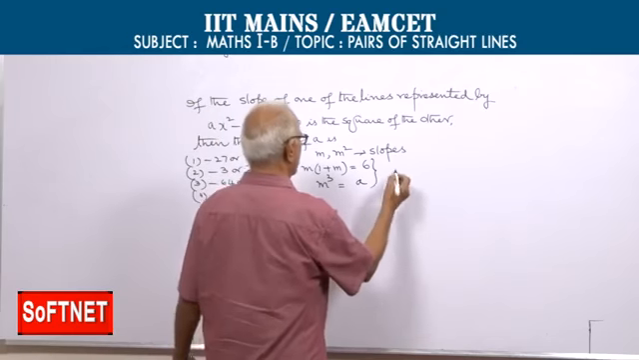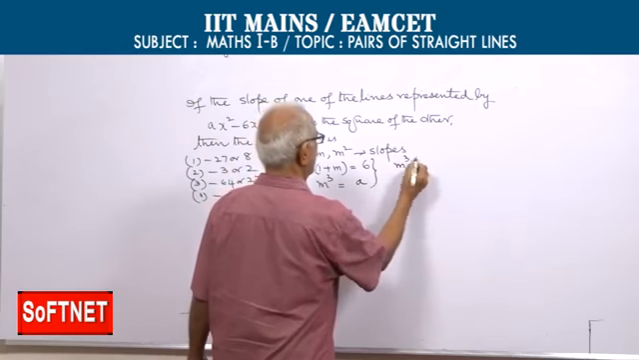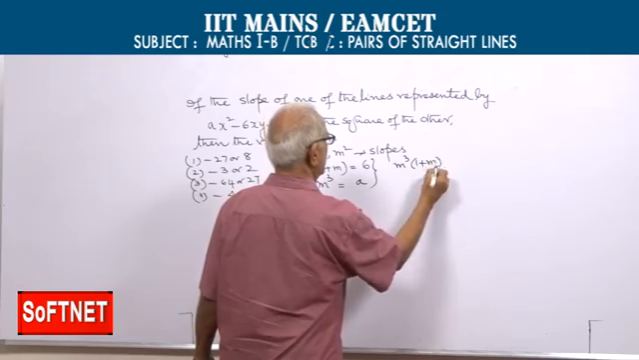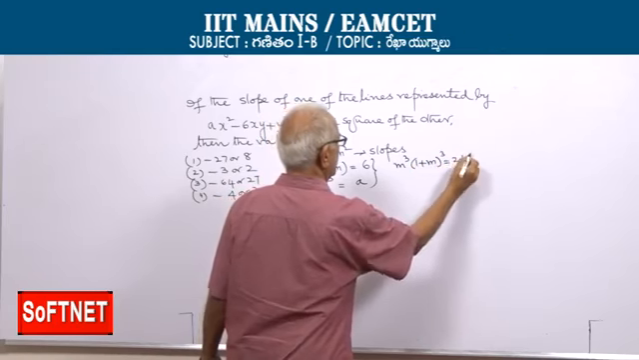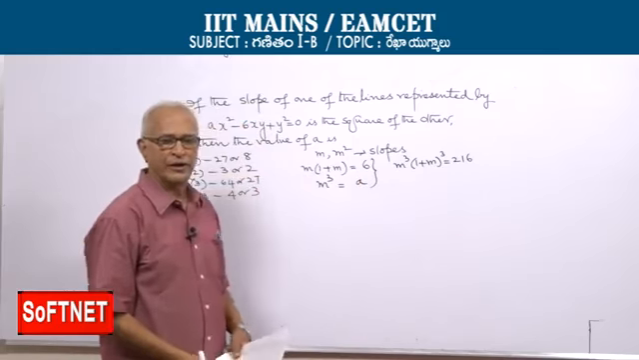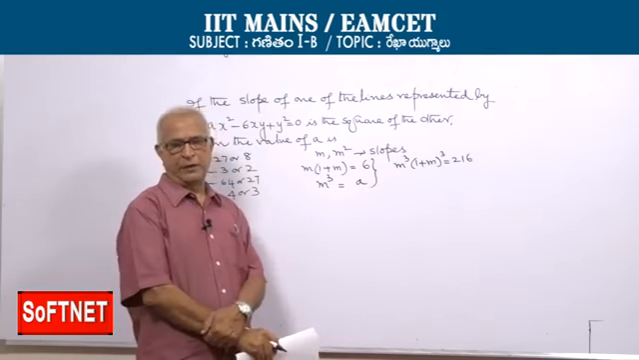m cubed into 1 plus m whole cubed is equal to 216. 6 cubed is 216. I just raised both sides to the power 3.